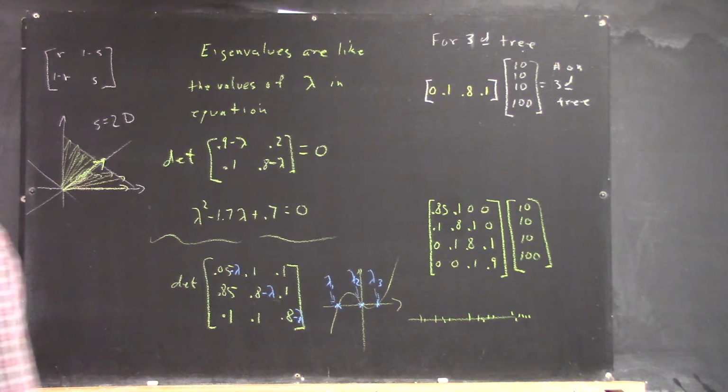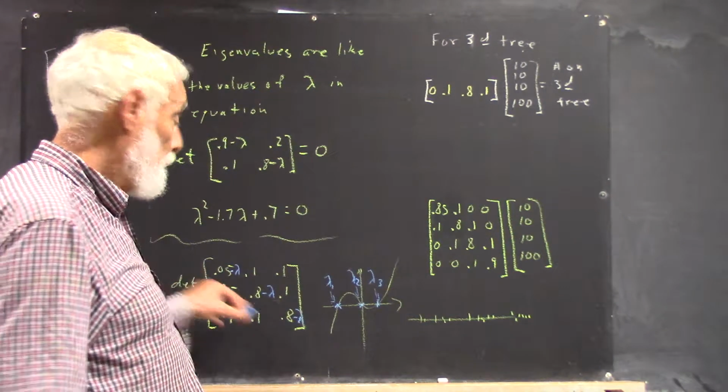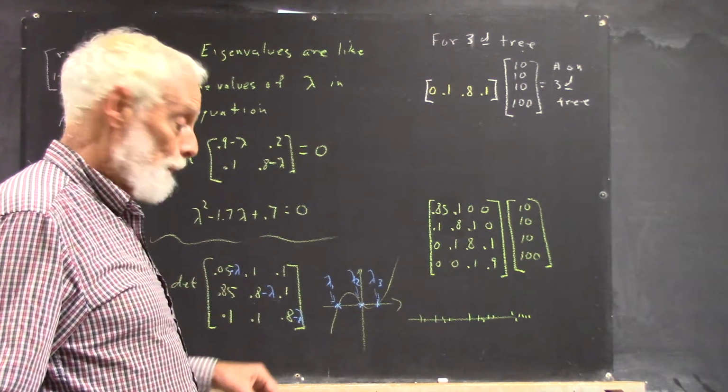Well, since the pizza isn't here, I'm just going to give you a preview. How do you do a determinant of a 3 by 3? Okay?